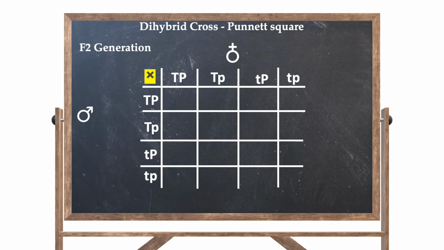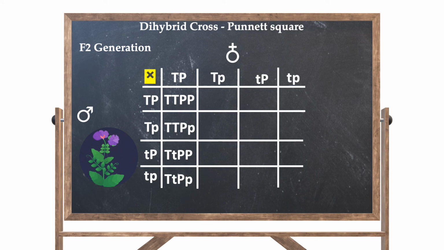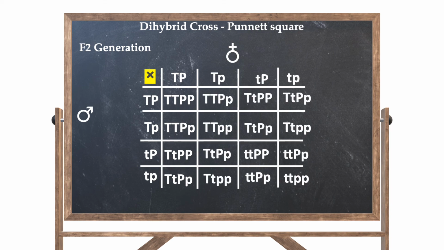And how do we cross these to fill in all the 16 slots? We cross each row and column respectively. So if we go through the first row and first column, we would cross like this. As you can see on your screen, all the offsprings are tall with purple color flowers. That's because there is at least one capital T and one capital P in each case. On similar lines, these are the results that we obtain in the other slots.